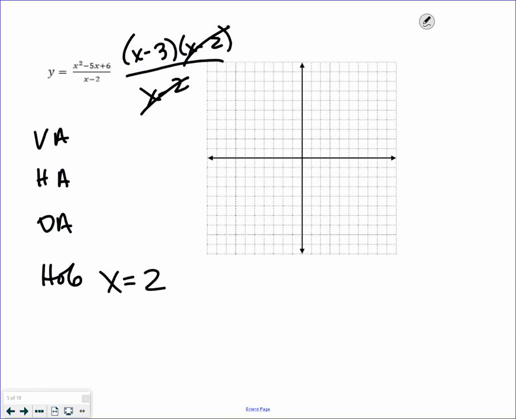So now here's what you're left with. You're left with y equals x minus 3, which is not a rational expression. So no longer vertical asymptote, horizontal, or oblique asymptote. I just have a line.